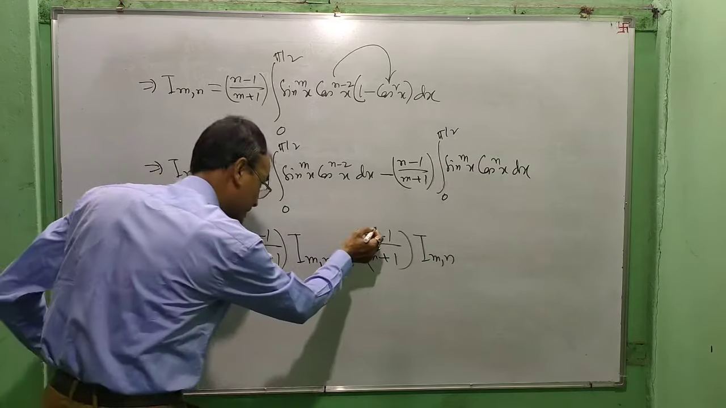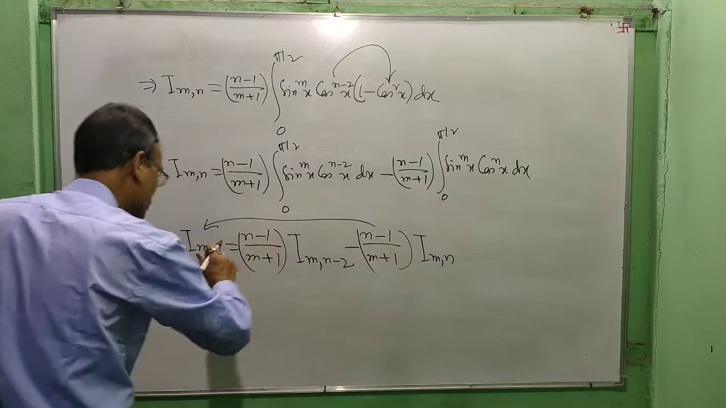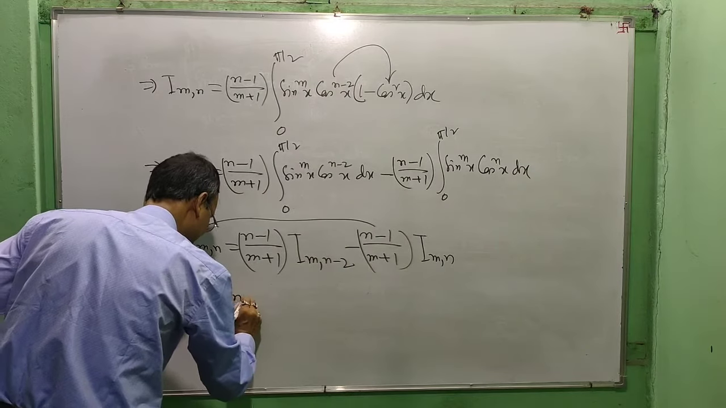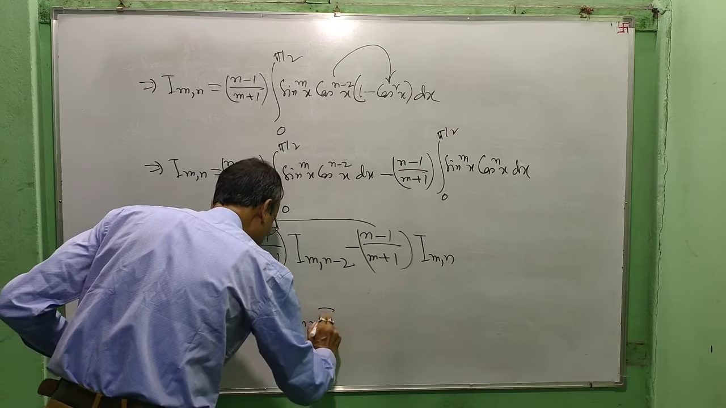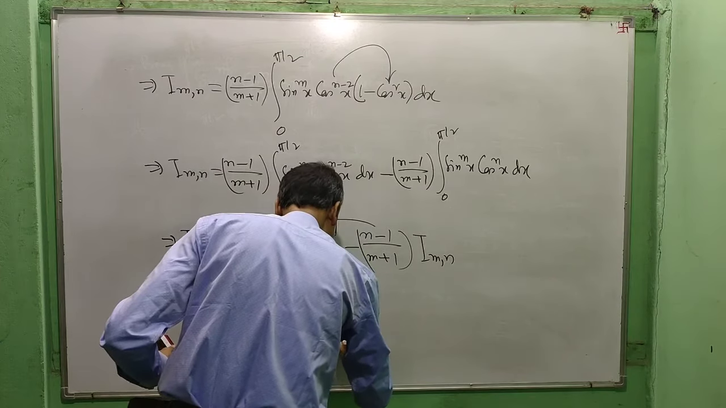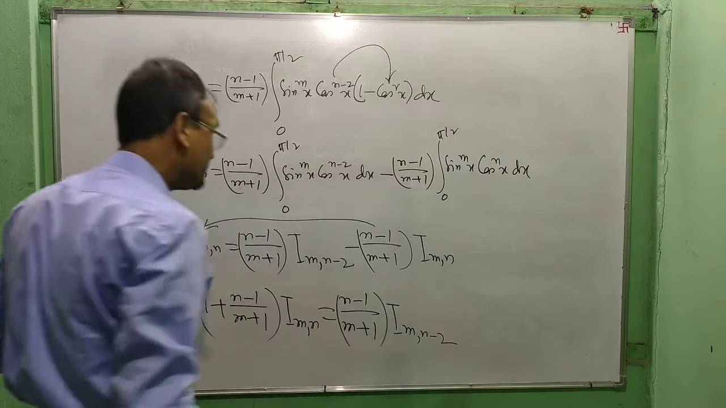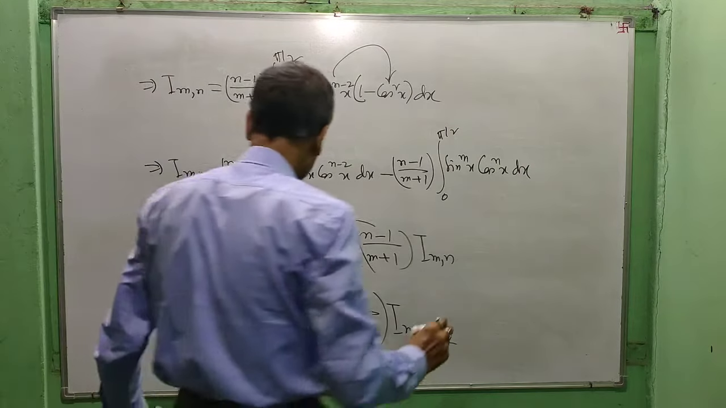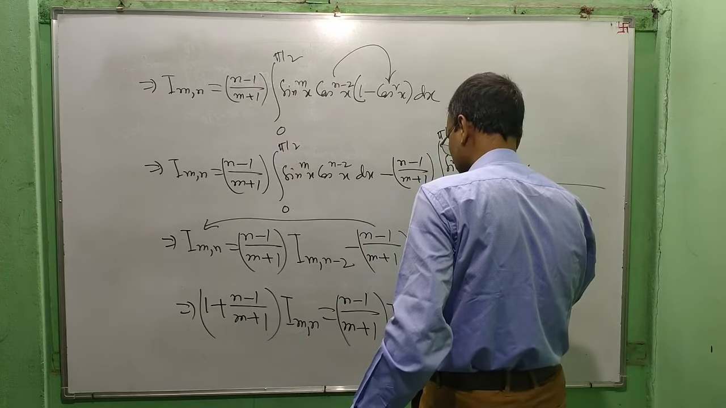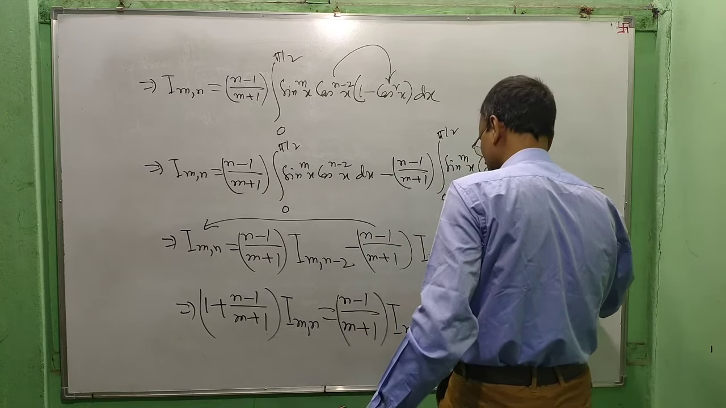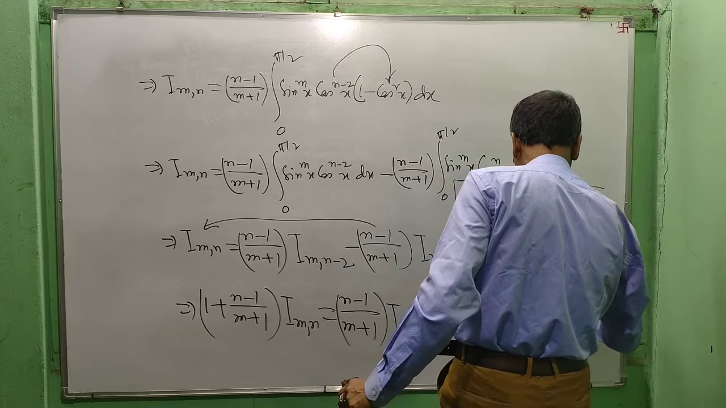This means now this term, bring this term to the left hand side. 1 plus (m minus 1)/(m plus 1) times I_{m,n} is equal to (m minus 1)/(m plus 1) times I_{m-2,n}. Multiply both sides by m plus 1. m plus 1 plus m minus 1, I_{m,n} equal to m minus 1 into I_{m-2,n}.